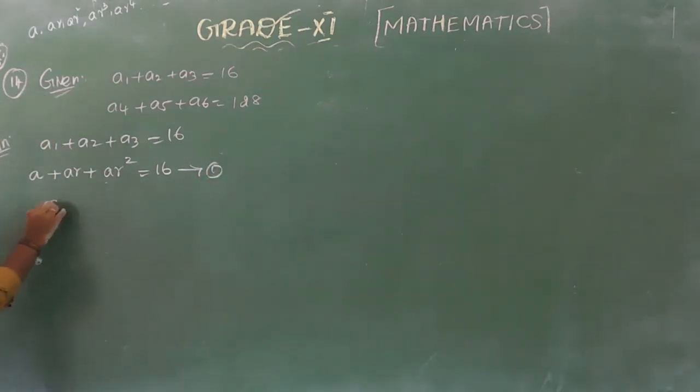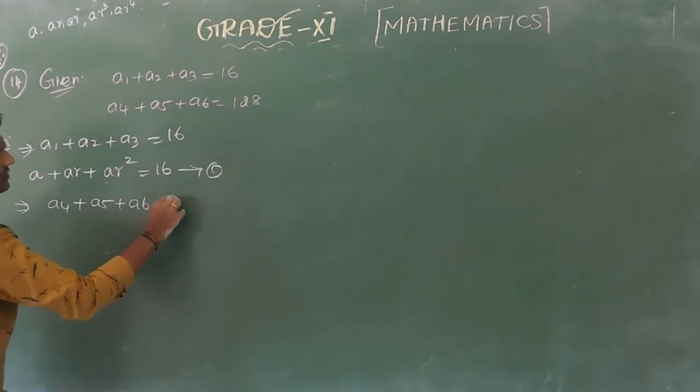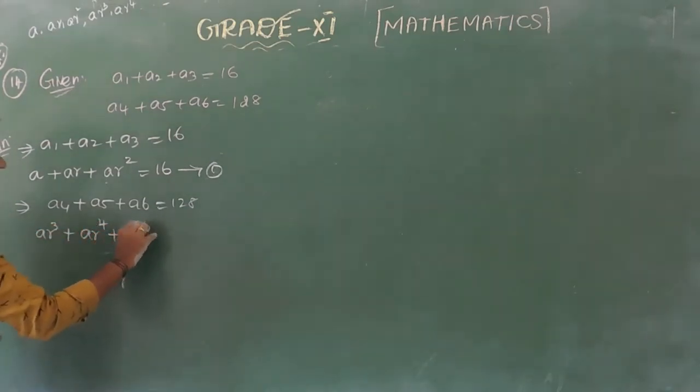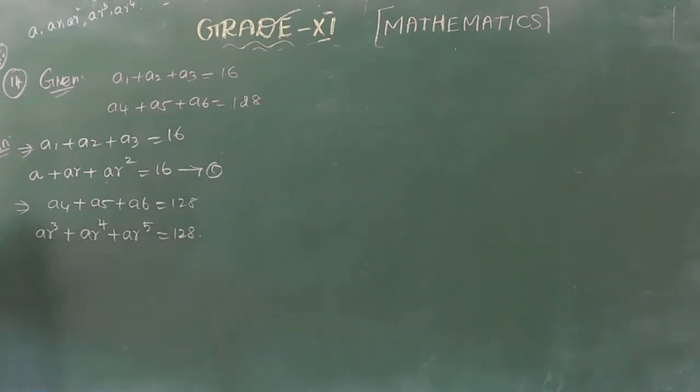And the next, take A4 plus A5 plus A6, which is equal to 128. What is the value of A4? ar cube plus ar power 4 plus ar power 5 is equal to 128. Take this as equation number 2. So here we need to find the value of the first term and the common ratio. Students, look at the first 2 equations. Now divide 2 by 1.